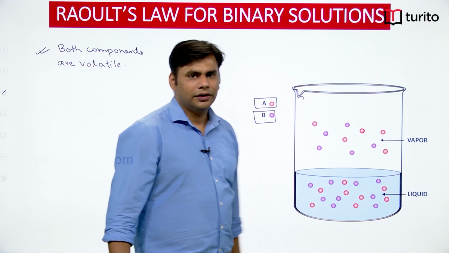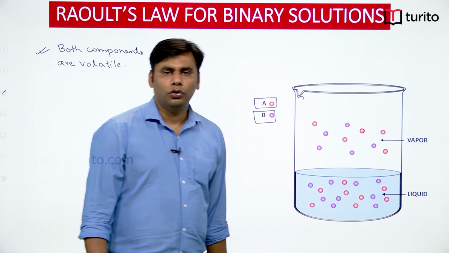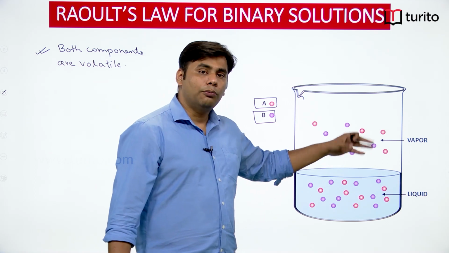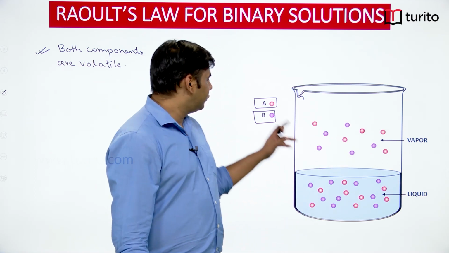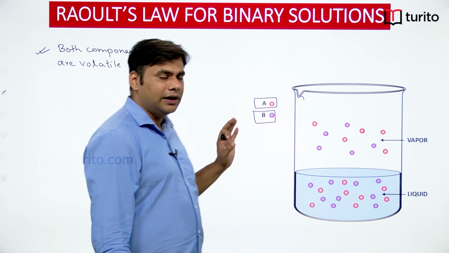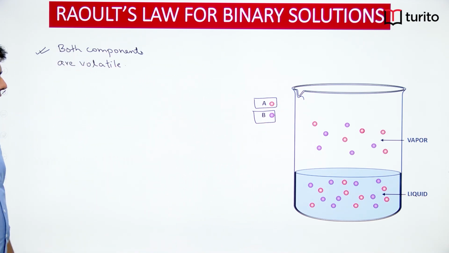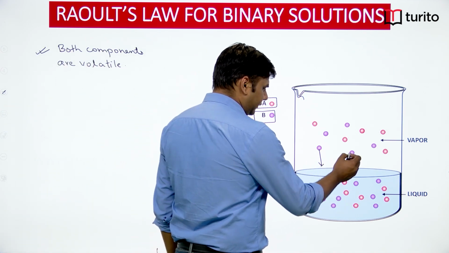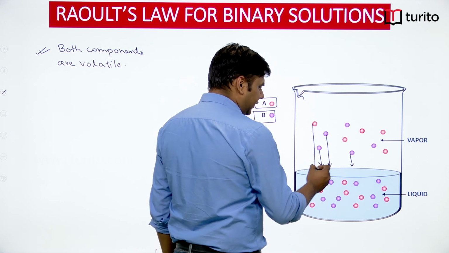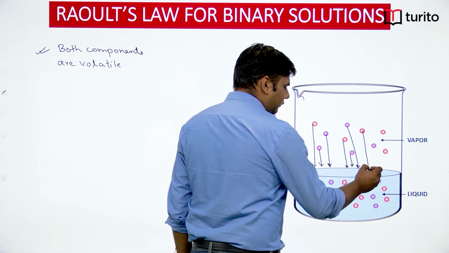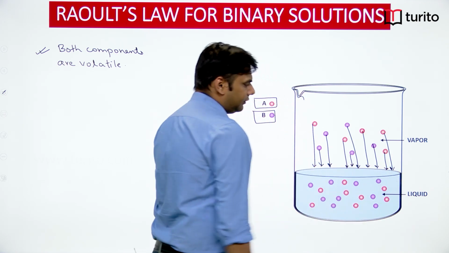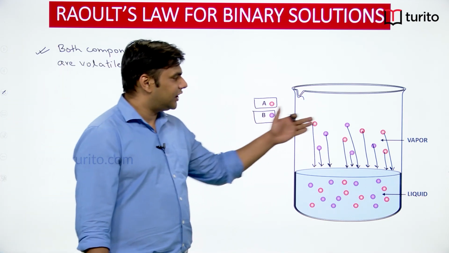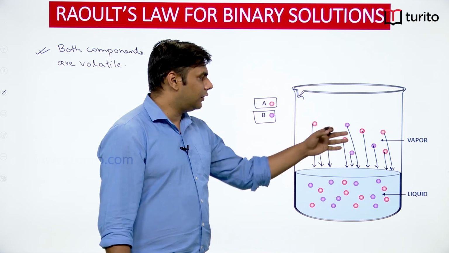Obviously this jar is closed. When we are mixing two liquids A and B, both of them volatile, the vapor of both the components would be formed. A is your pink, B is your purple. Now the first thing we want to discuss over here is the total pressure exerted. All of this vapor will exert some pressure on the surface. So we want to find the total vapor pressure. Clearly the total vapor pressure would be the sum of the partial pressures of each of the vapors.